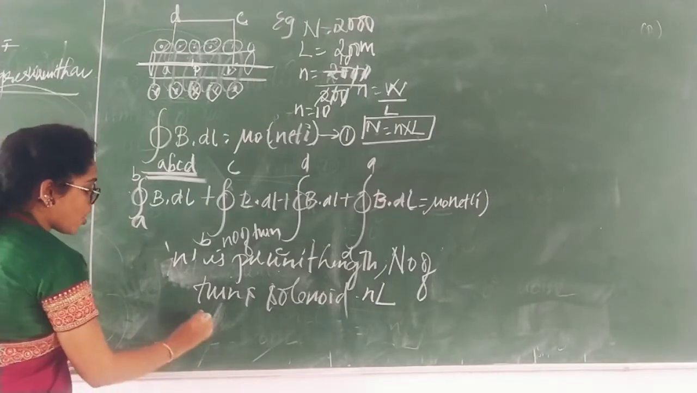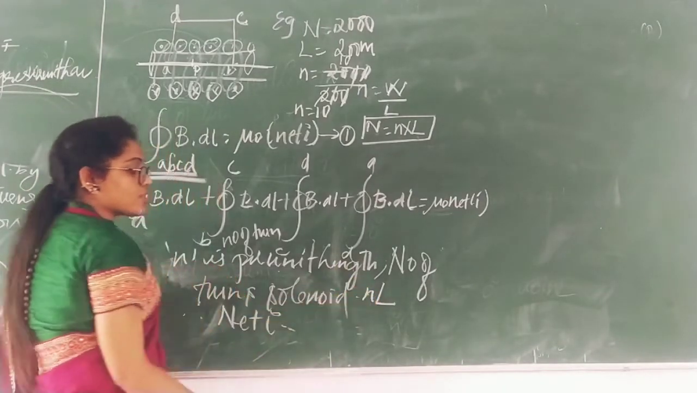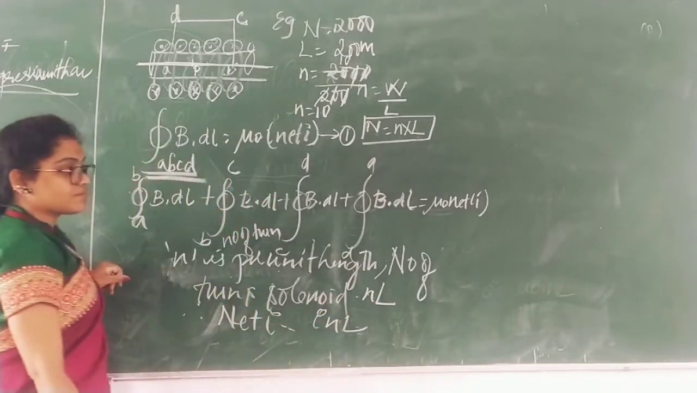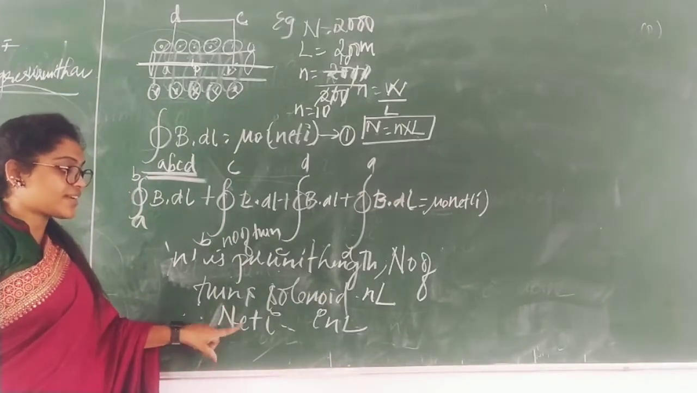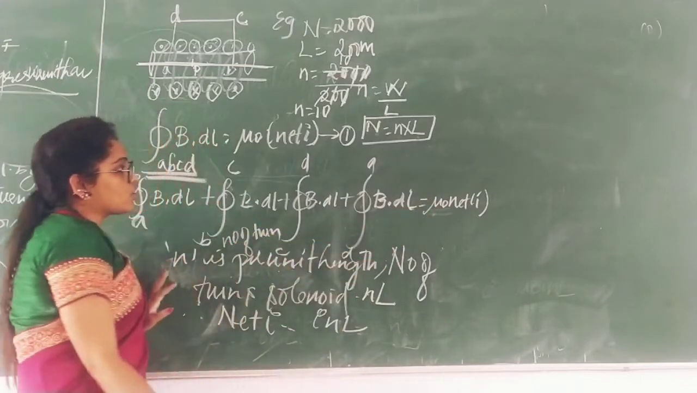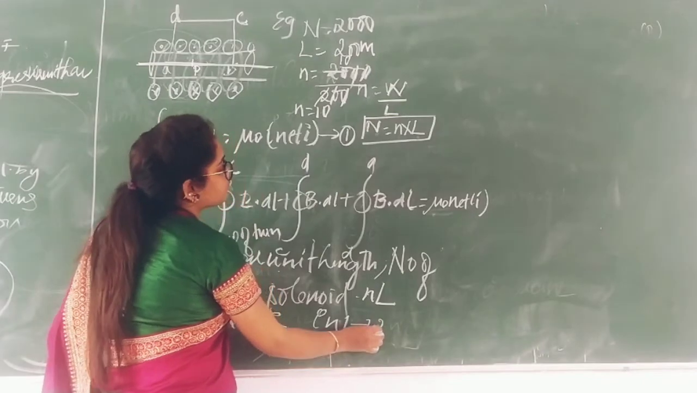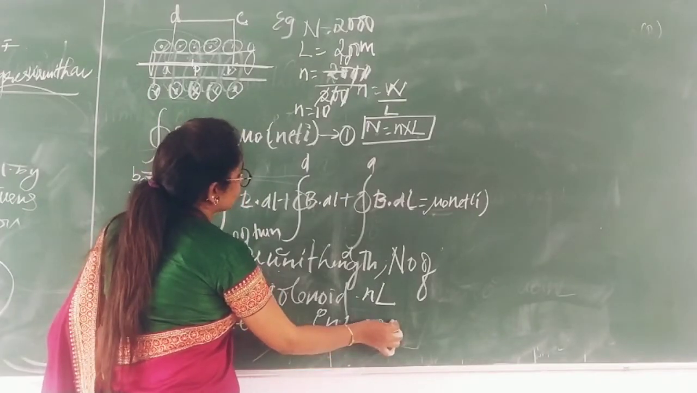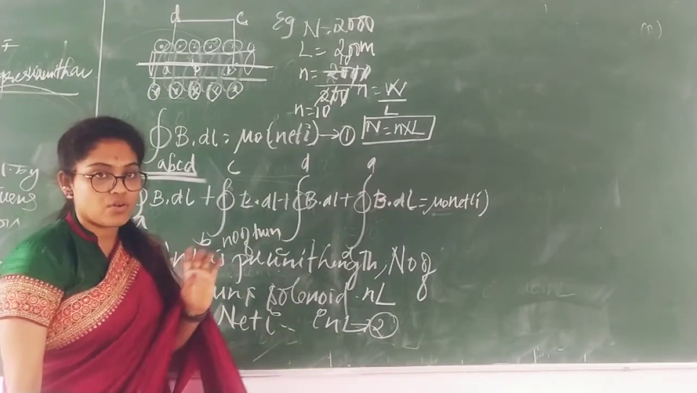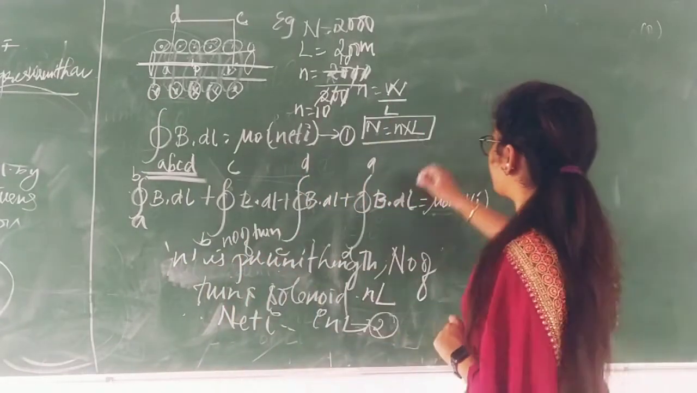Okay. Therefore, the net current is not passing only through this, it is passing through the complete turns. So, I into n into L. Okay. This is the net current value. I will substitute the net current value at the end, but make note of this. Take this as equation 2 and substitute that at the end. Okay, equation 2. Fine.